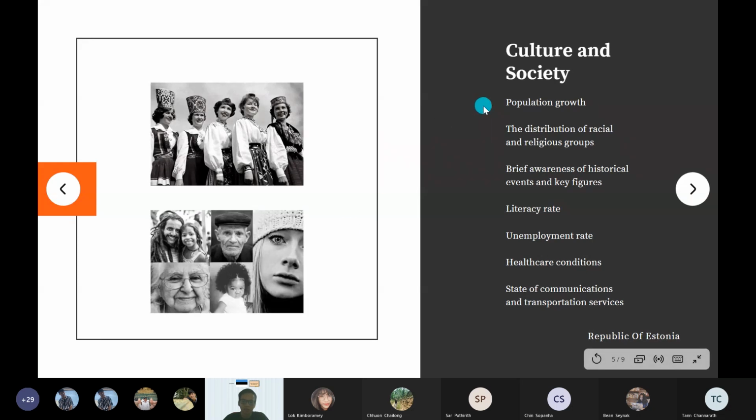Society, population growth: 9.03 births and 13.06 deaths. And religion: Orthodox, Lutherans, Methodist, Seventh-day Adventists, Roman Catholic, Pentecostal, and others. And awareness of history is we have influence in our tradition from Russia and Sweden.